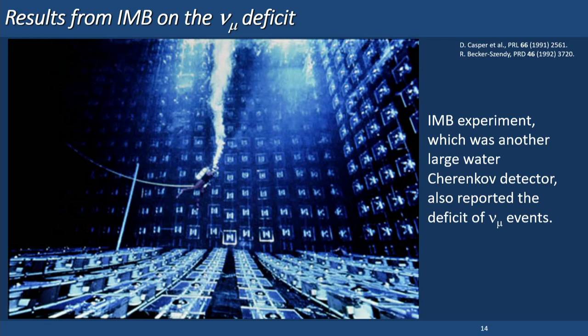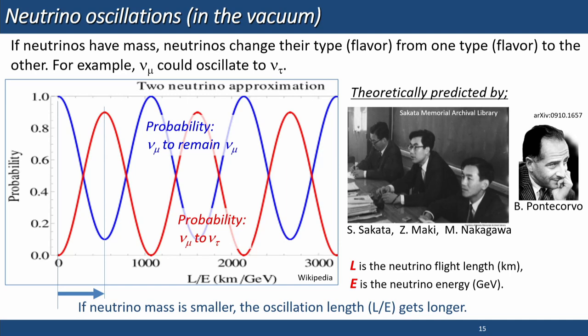Of course, we could imagine possible explanations. And one of them was neutrino oscillations. Neutrino oscillation was a phenomenon that was predicted about 60 years ago by theoretical physicists Maki, Nakagawa, Sakata and independently Pontecorvo. These people predicted that if neutrinos have mass, neutrinos change their type or flavor from one type to the other. For example, muon neutrino could oscillate to tau neutrinos.